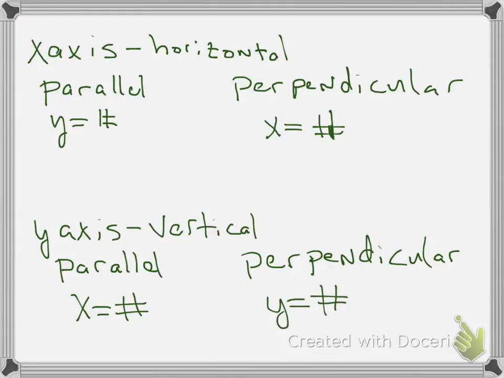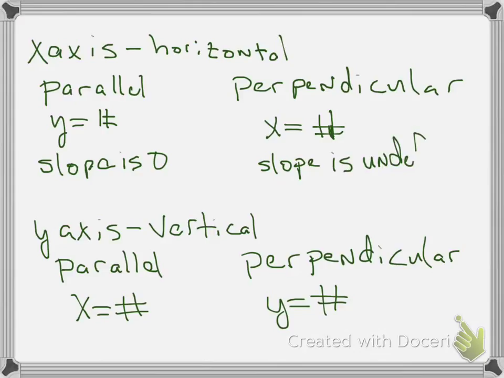Keep in mind that when it's y equals a number, the slope is 0. And when it's x equals a number, the slope is undefined. We really don't need examples for that, but there you go.